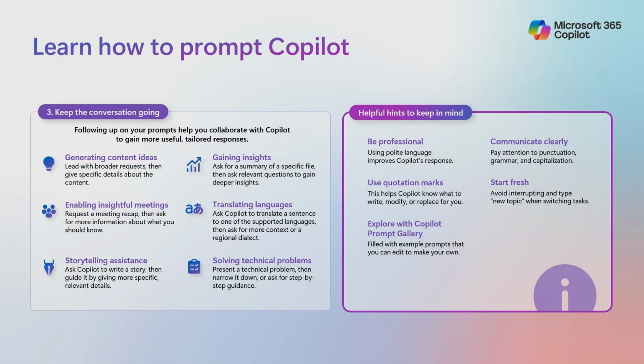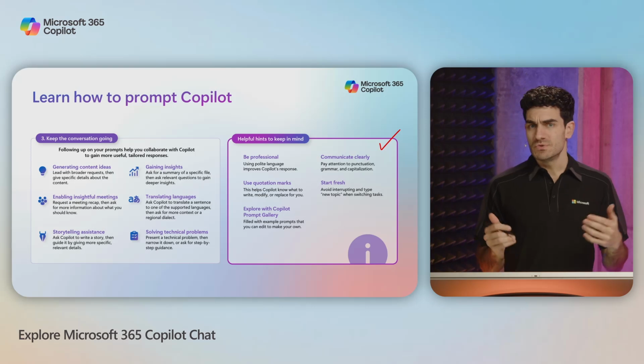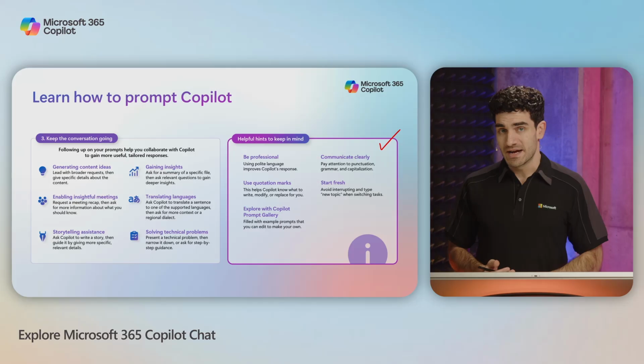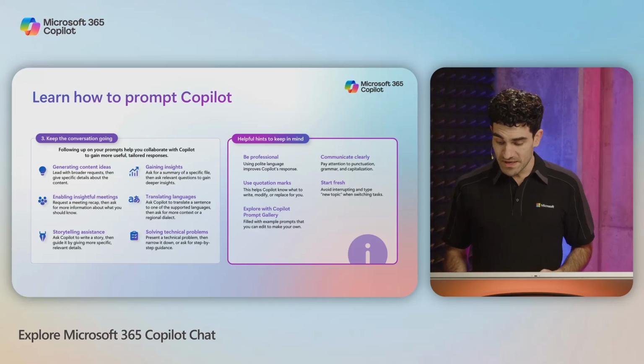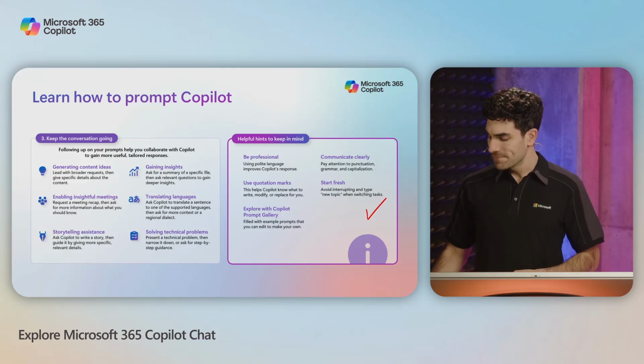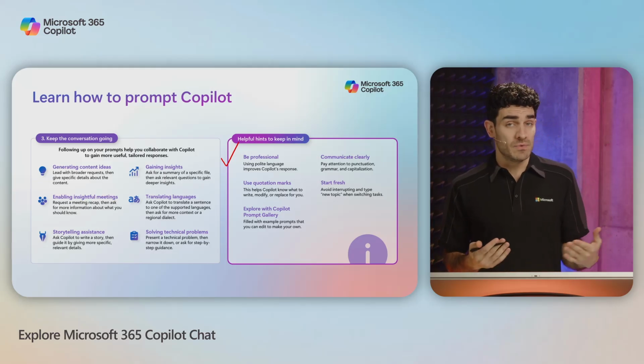Now, a couple of key tips for you to keep in mind. In addition to some exciting capabilities like translating languages and writing stories and solving technical problems, there are some other hints to get even more value out of Copilot. 1, it is helpful to communicate clearly. Use good punctuation and grammar, because we all can get confused when grammar is incorrect. If we are changing topics, it is helpful to start a fresh new conversation. And it is useful to be professional and treat Copilot with respect.